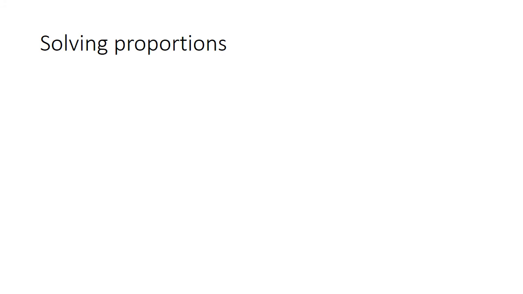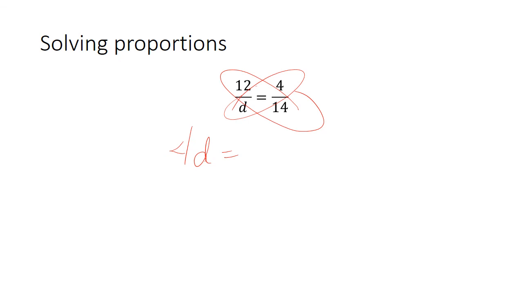If we have a ratio and we know what we want it to change into, but we don't know what the other half of it would be, that is solving proportions. So what we're going to have here then is a variable. We'll have to do some algebra too in order to solve it. An example would be if we have 12 over d equals 4 over 14. The way we're going to solve this is we're going to do our cross product. We're going to do our 4 times our d, which is 4d. And then our 12 times our 14, which is 168.